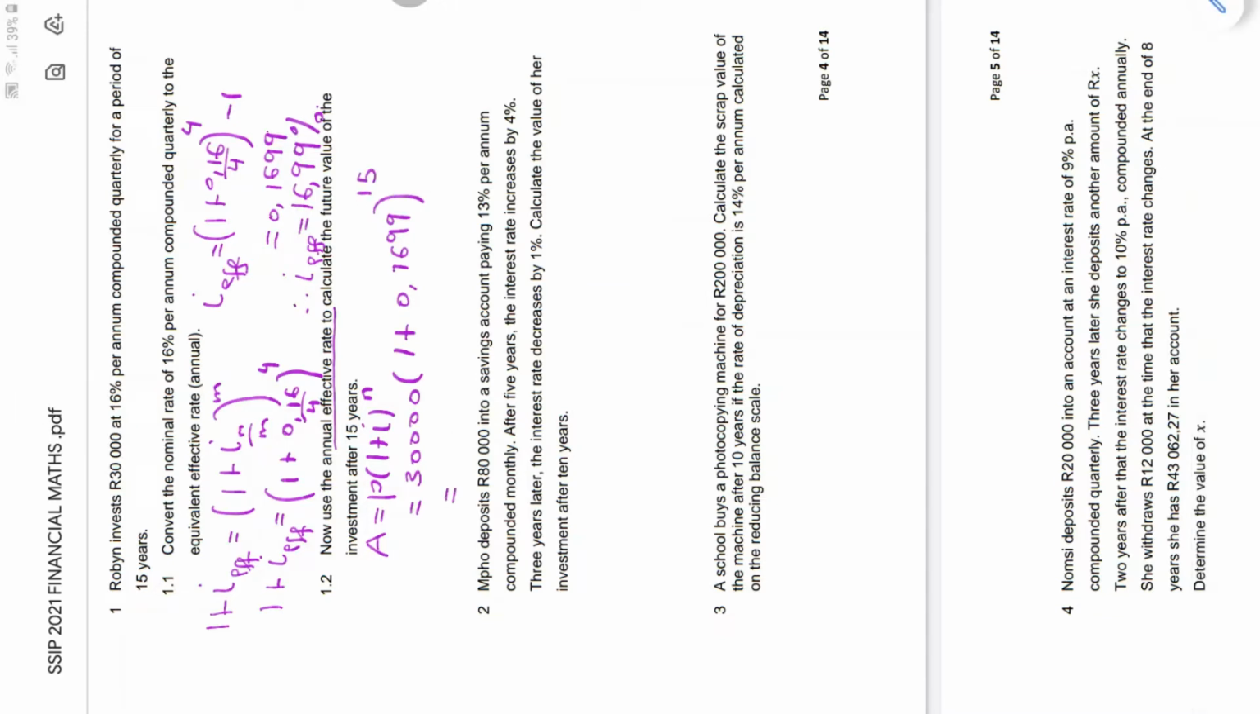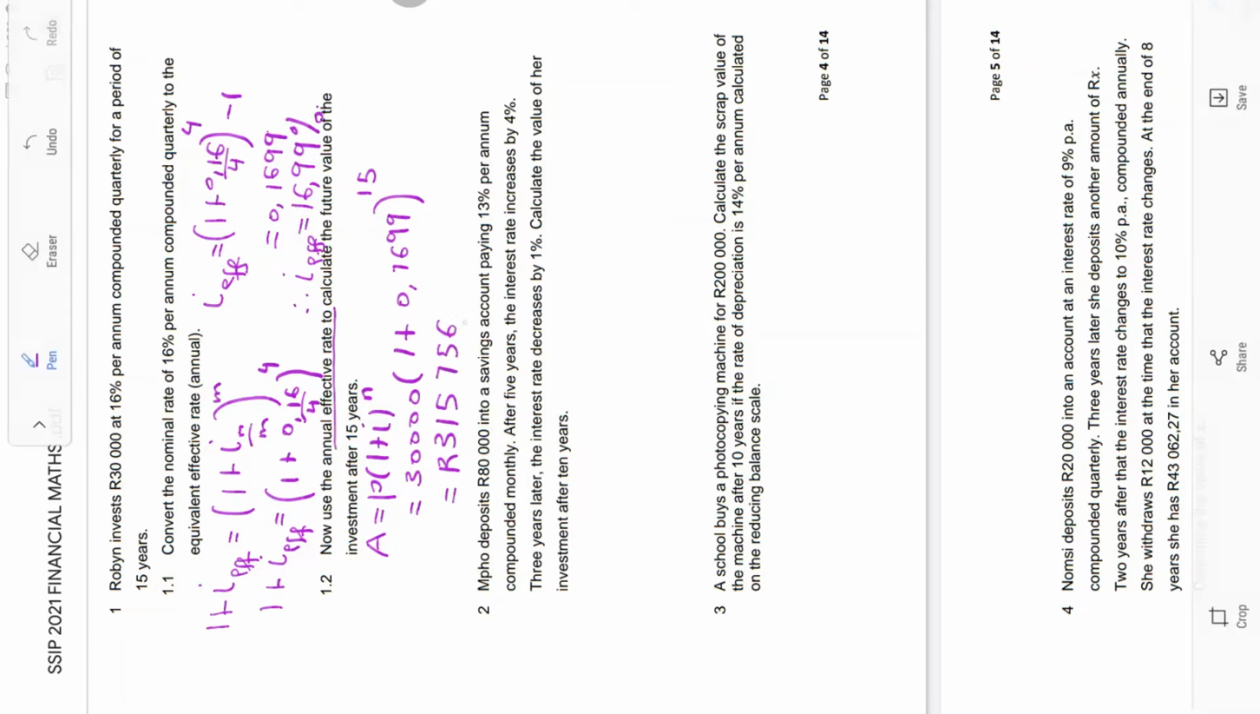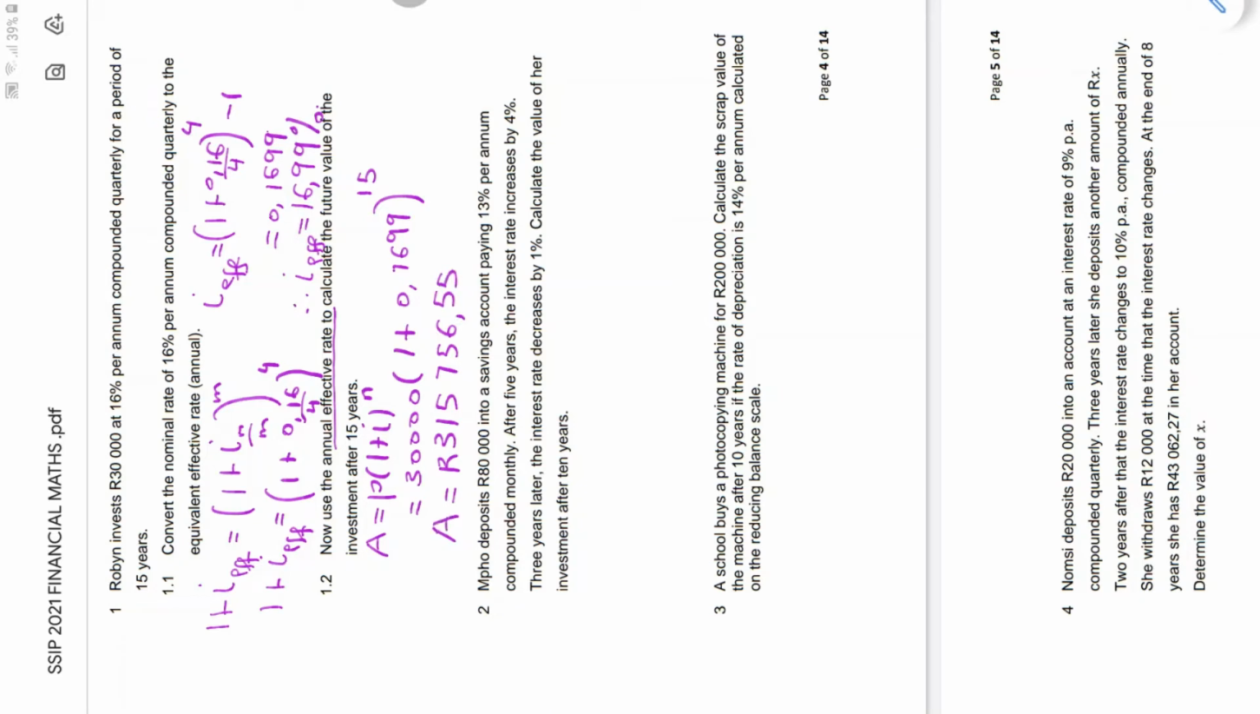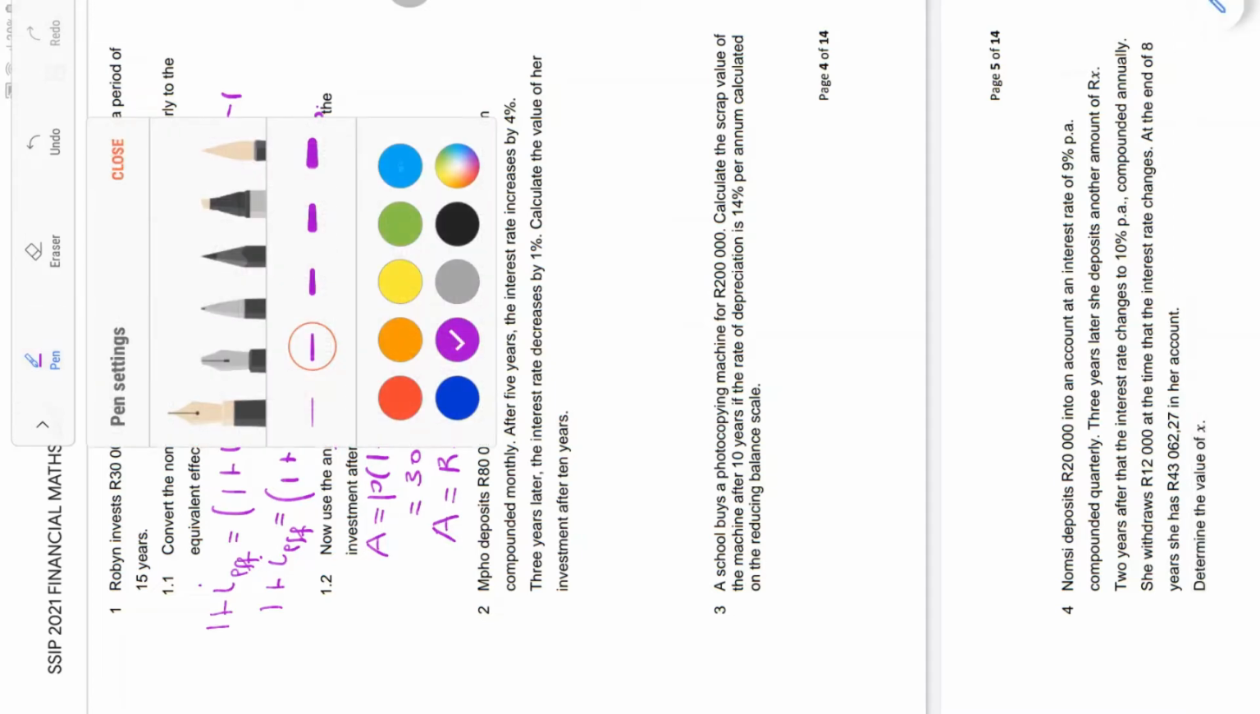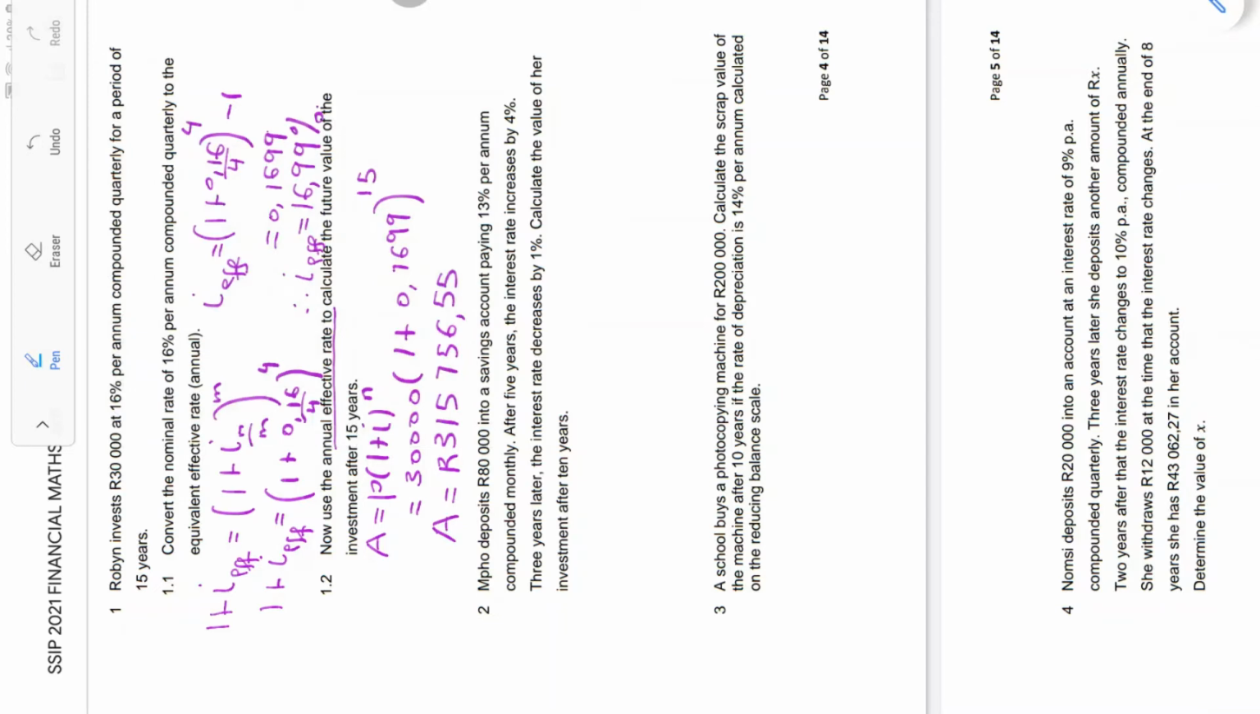So candidate, you punch that into your calculator, you get 315,756 rands with 55 cents. Hope you are following. Let's go to question number 2. Allow me to change the color of the pen.